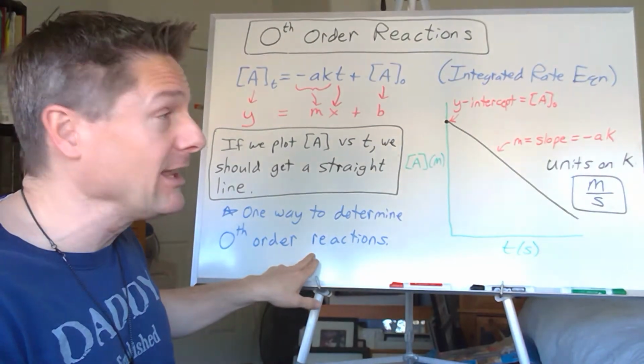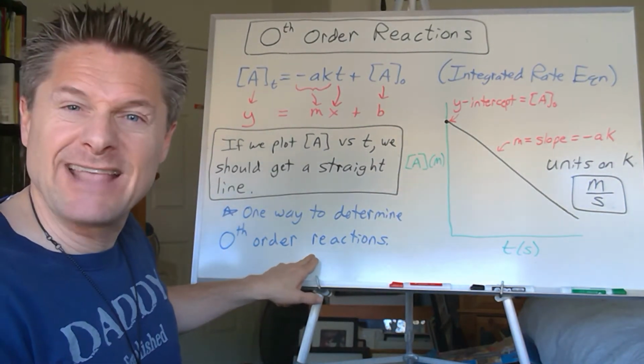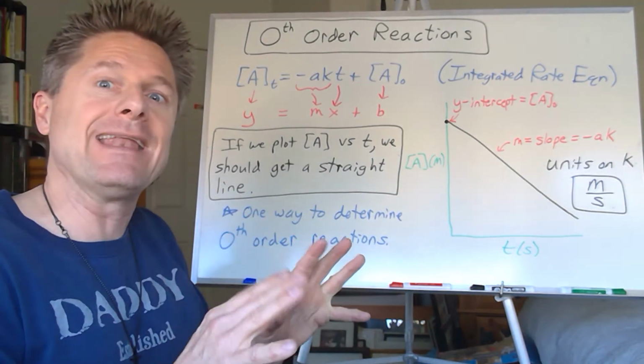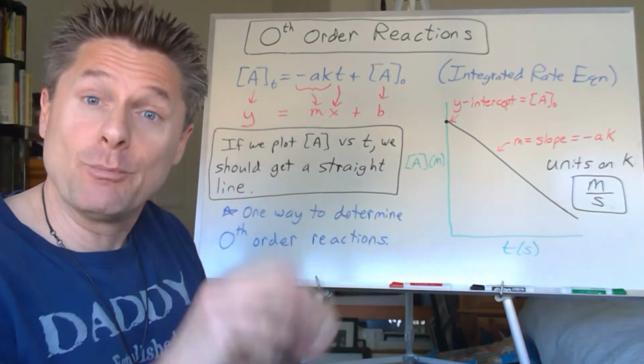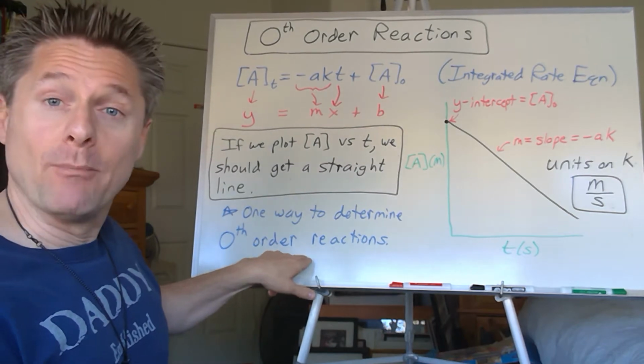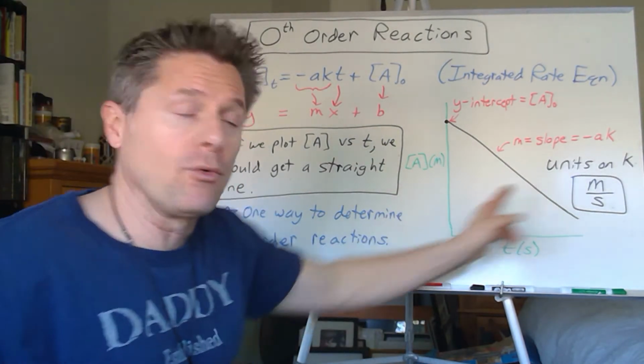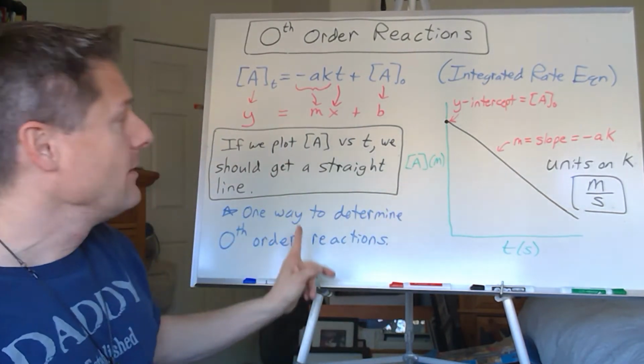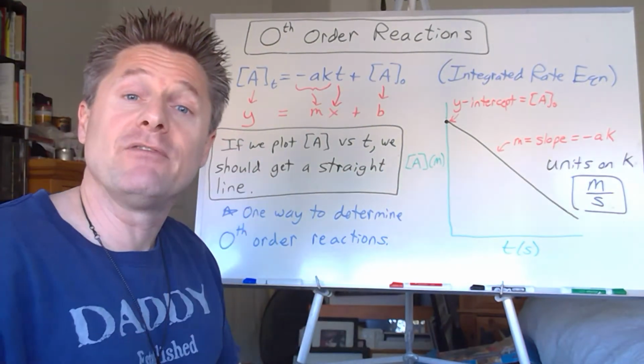This is a really great way. Hard to do on an exam, but great in lab and homeworks where I give you concentration versus time data, and you do an Excel plot. We're going to do that in my class. So that's how you can determine zero-order reactions: units on the rate constant, or plot concentration versus time and see if you get a straight line.